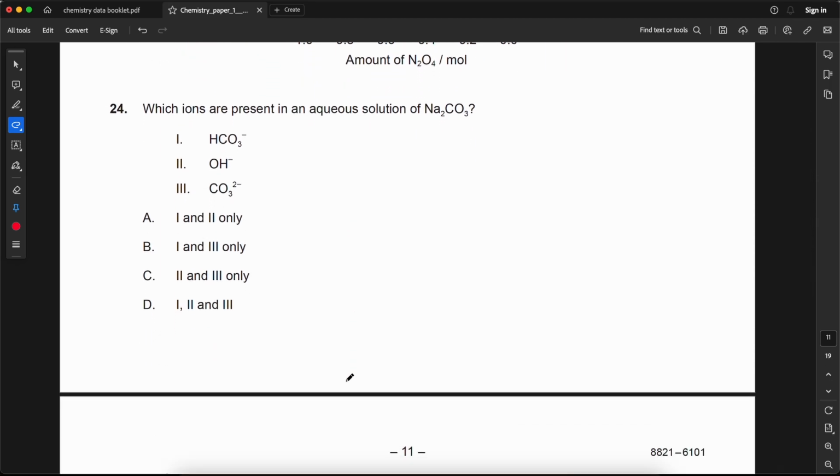Which ions are present in aqueous solution of Na2CO3? The answer is D. So when Na2CO3 dissociates, it will produce Na+ and CO3 2-. And it's aqueous, so CO3 2- will also react with water. That would produce HCO3- and OH-. So three of them are present in aqueous solution of Na2CO3.